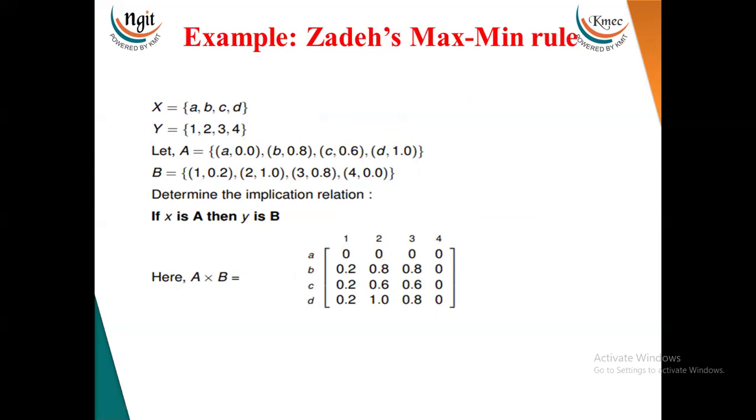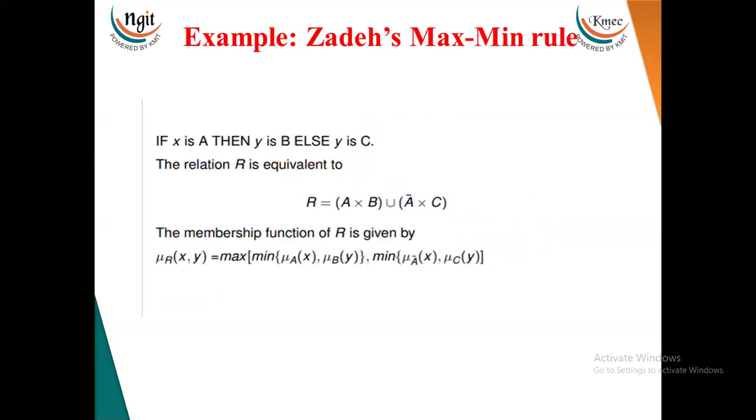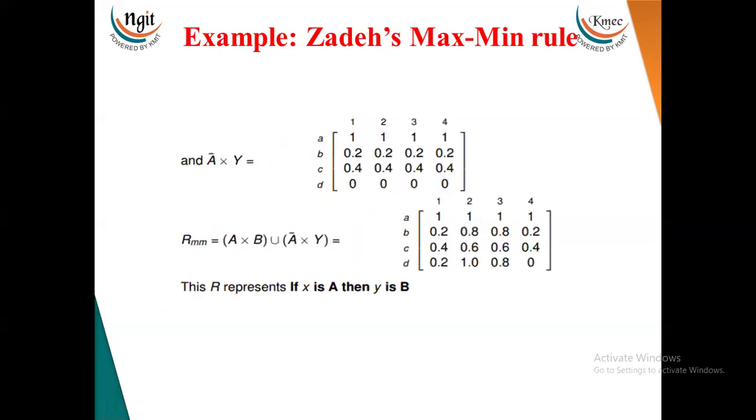One more example. If X is A, then Y is B. The result is A cross B union A complement cross Y. So it is the same thing: you have to calculate for both the values. This is one simple example of what we have done.